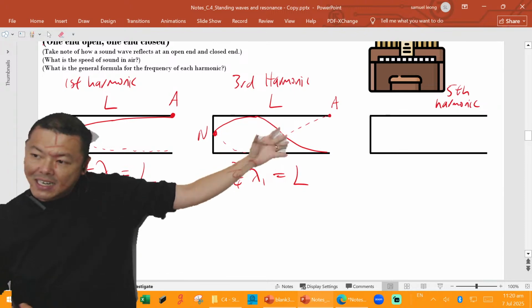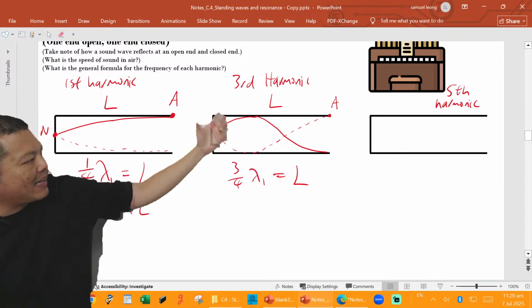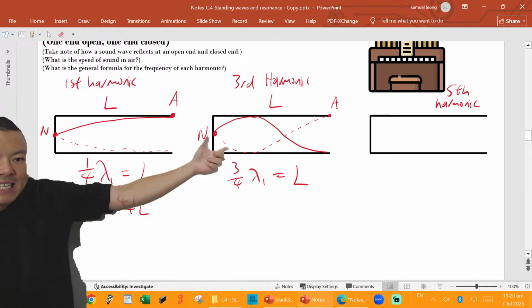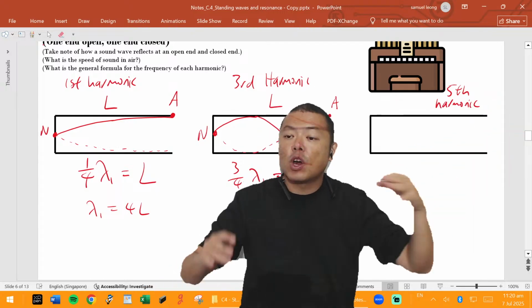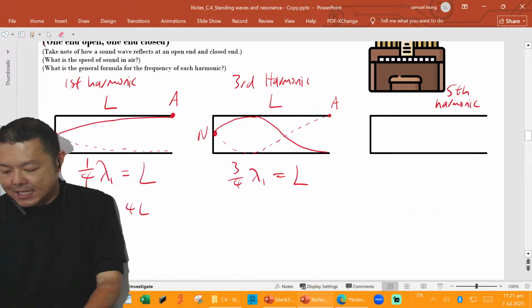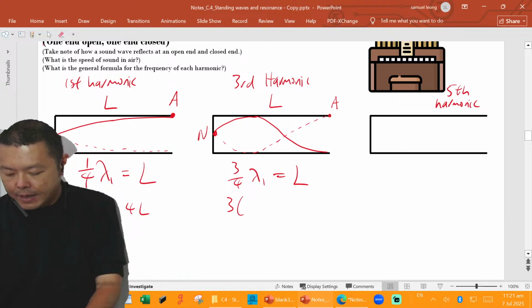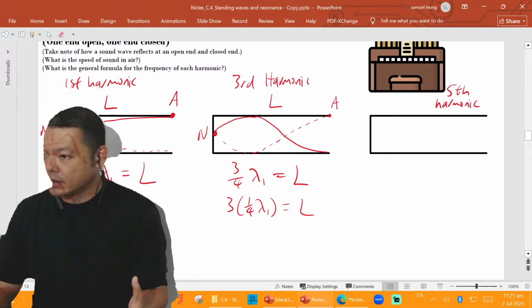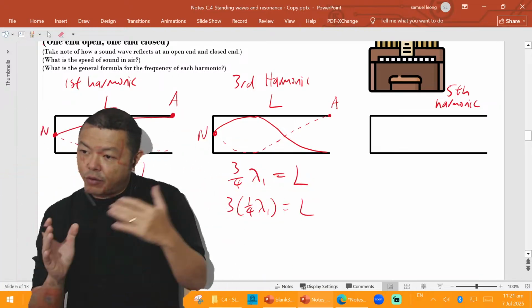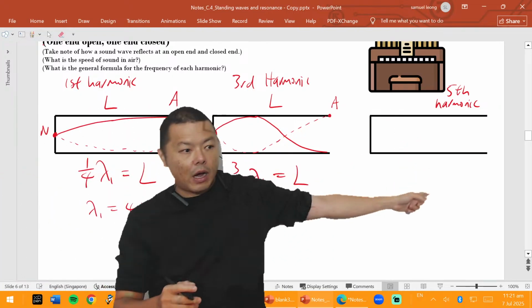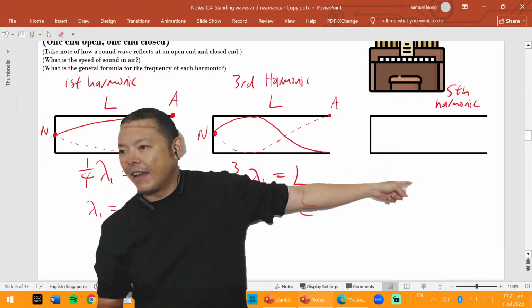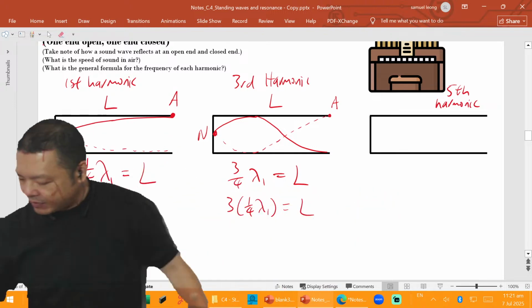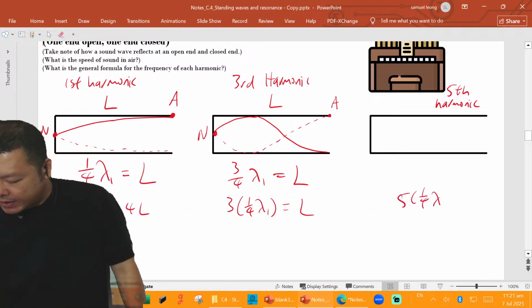The reason why this is the third harmonic is because the wavelength is three times shorter than this. It's in multiples of three, multiples of five, multiples of seven. It's odd numbers. So this is three times one quarter of a wavelength. With this, you can already predict what's going to happen next. What's the fifth harmonic? How do I draw that? I have to draw five quarters, so five times one quarter of a wavelength.